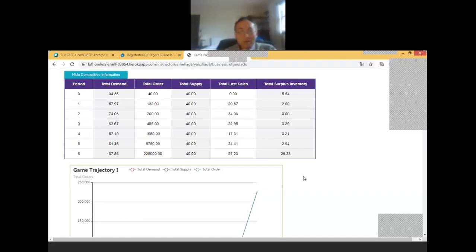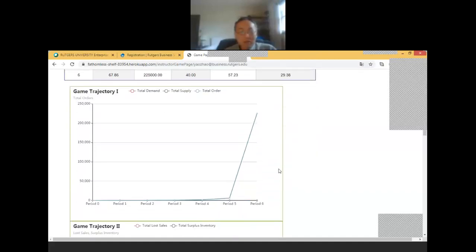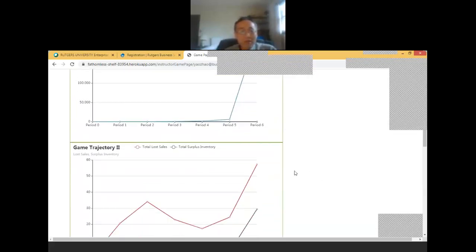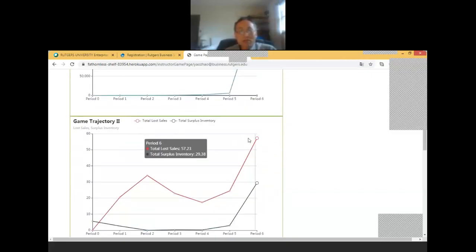Right, so students, this is the shortage game, and students will experience the order inflation, panic ordering, and hoarding by themselves. If you look at this, you won't be able to see the total demand and supply anymore because they are too small. And the total orders is way above everybody else. This is not the most crazy game I ever played. And if you look at the total lost sales and the total surplus inventory, both of them are very, very high.